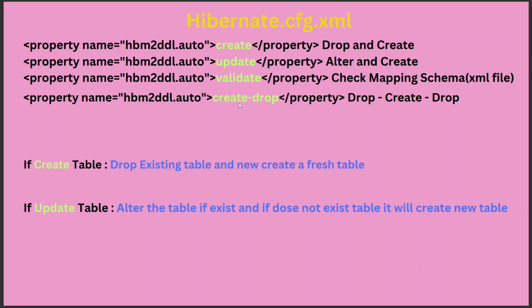And if you write create-drop, then it will create and drop. If you create a table, it drops the existing table and creates a fresh table. And if you write update, it alters the table if it exists, and if the table does not exist, it will create a new table. When you write create, it will drop the existing table and create a fresh new table.